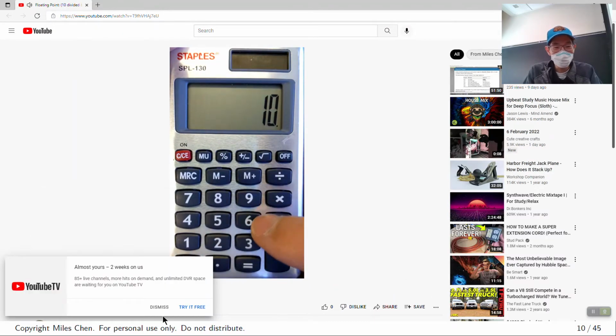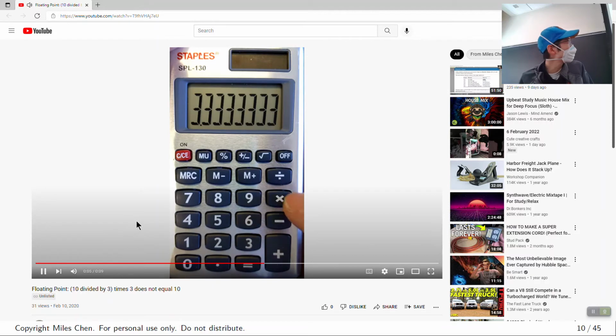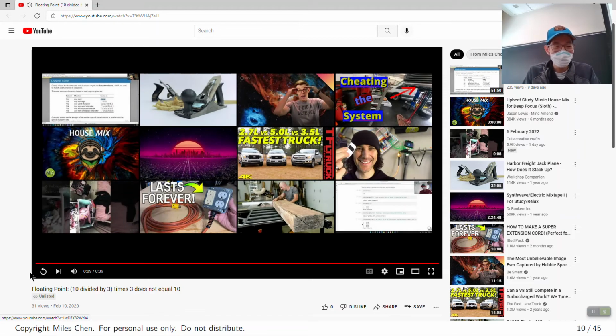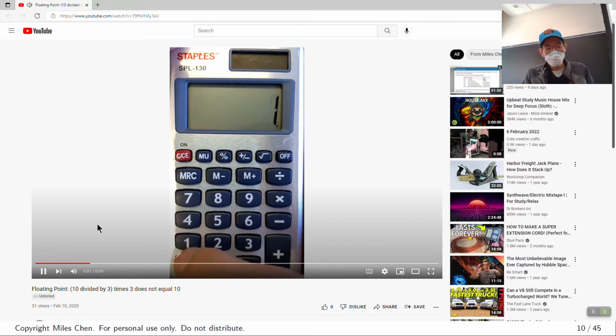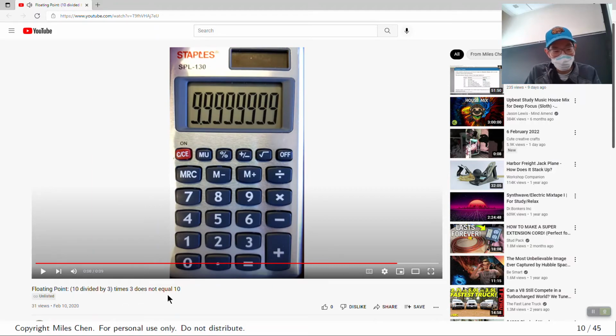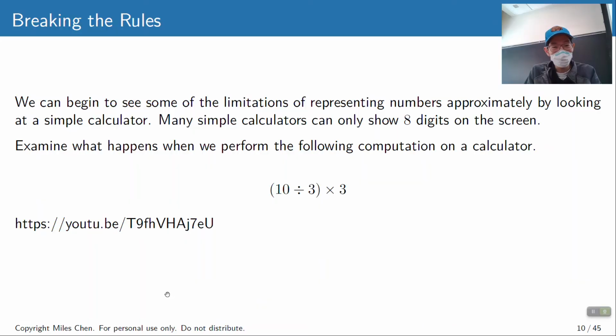So here's 10. I divide by 3. I get 3.333. I take that number, multiply by 3, and I don't get 10 back. I get 9.999. We're kind of expecting this. 10 divided by 3 gives me this, and we multiply by 3, and again we don't get 10 back. Maybe that's not shocking to you, because we're accustomed to seeing something like this. So we get 9.999.